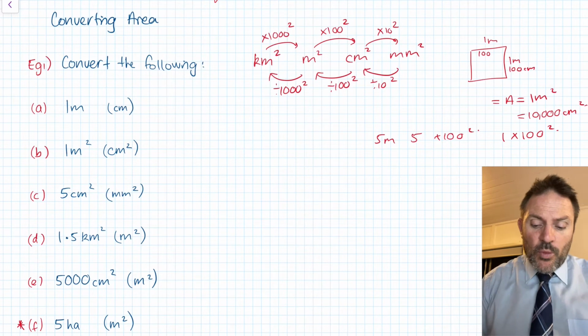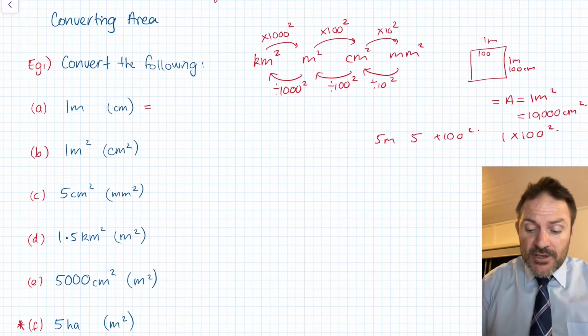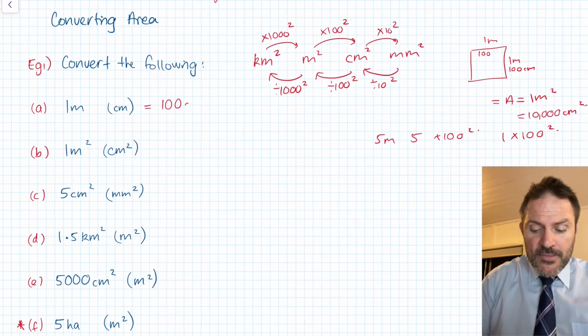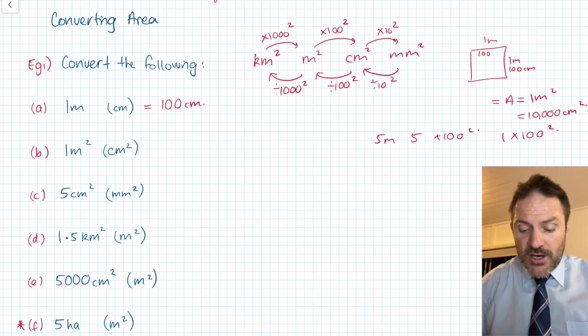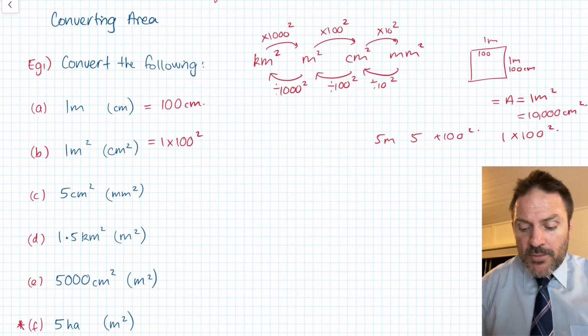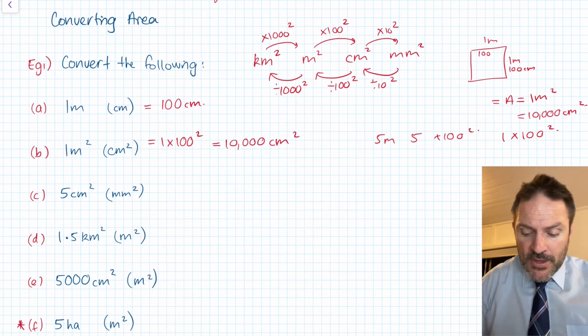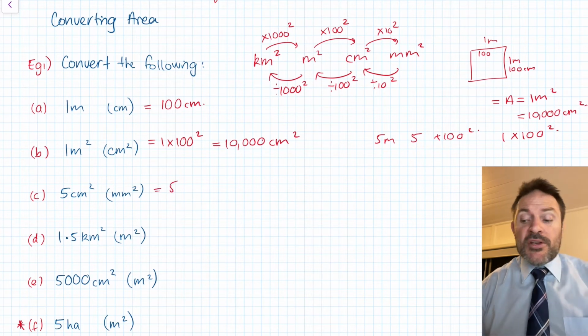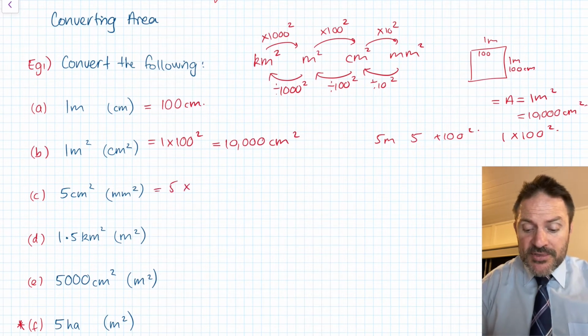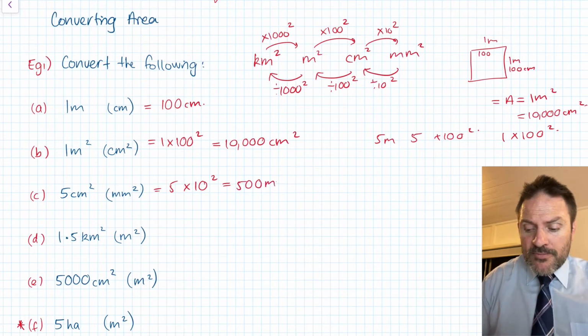So in this case, we've got 1 meter to centimeters. Well, that's just a measurement, so that's 100 centimeters. 1 meter squared to centimeters squared, it's 1 times 100 squared, which we know to be 10,000 centimeters squared. We have 5 centimeters squared to millimeters squared, so 5 times 10 squared, which equals 500 millimeters squared.